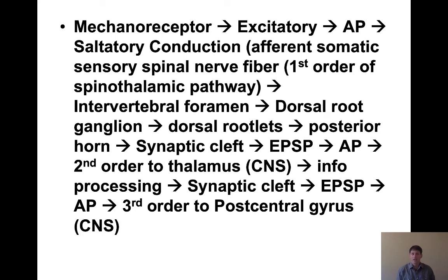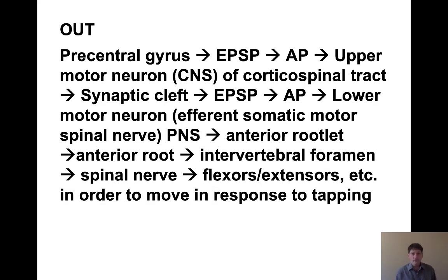So here's that first slide again, showing you that pathway of sensory information coming in from the mechanoreceptors, leading through that first order neuron, back to our second order neuron in our thalamus, and then up to our postcentral gyrus from that third order neuron. Now, once that information is processed and we decide we want to move our arm, then that precentral gyrus is going to send a signal back through our upper motor neuron in that central nervous system of our corticospinal tract.